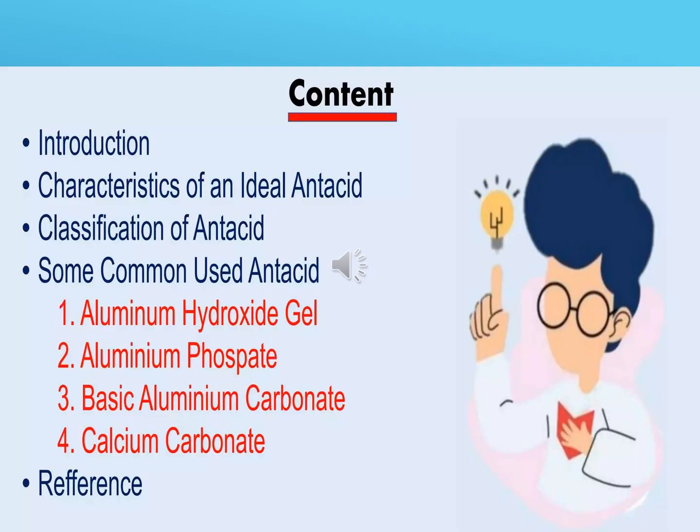Contents: introduction, characteristics of an ideal antacid, classification of antacid, some commonly used antacids: aluminum hydroxide gel, aluminum phosphate, basic aluminum carbonate, calcium carbonate, and references.